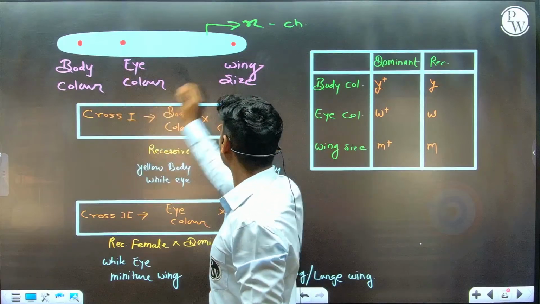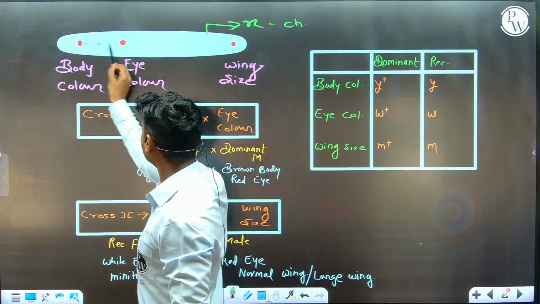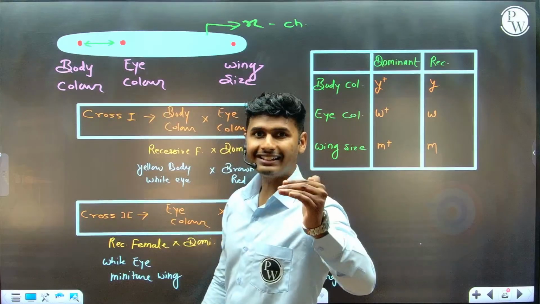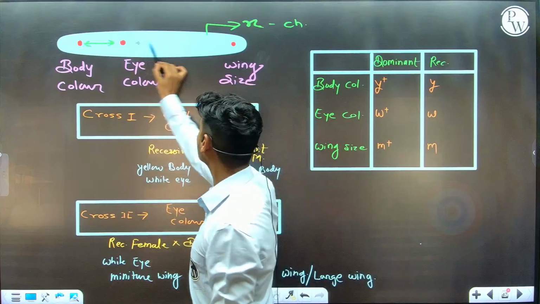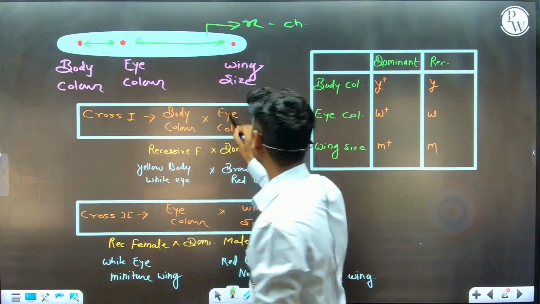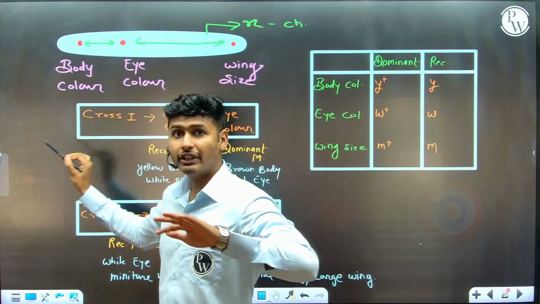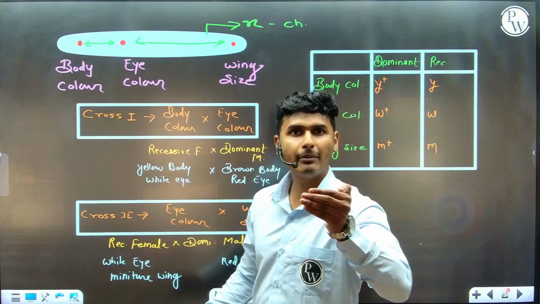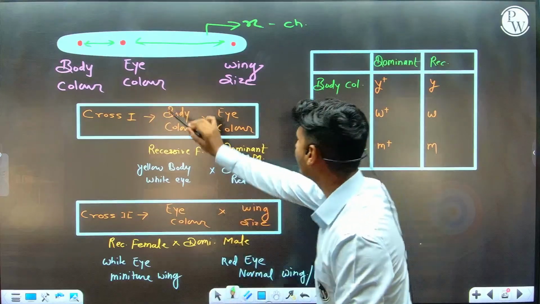Body color, eye color, wing size. If we cross those 2 characters which are close, there is more linkage, less recombination. If we cross those two characters, that is the eye color and wing size, what are we going to conclude? More recombination, less linkage. Same with body color and eye color.